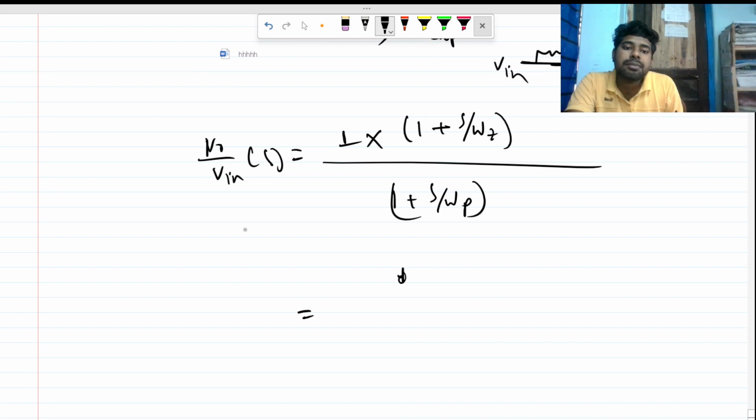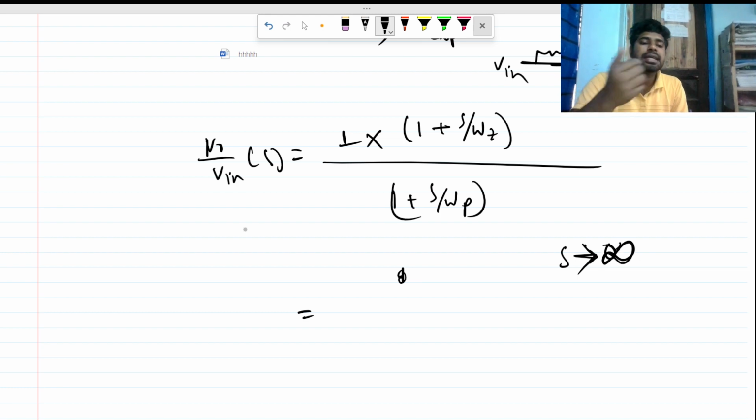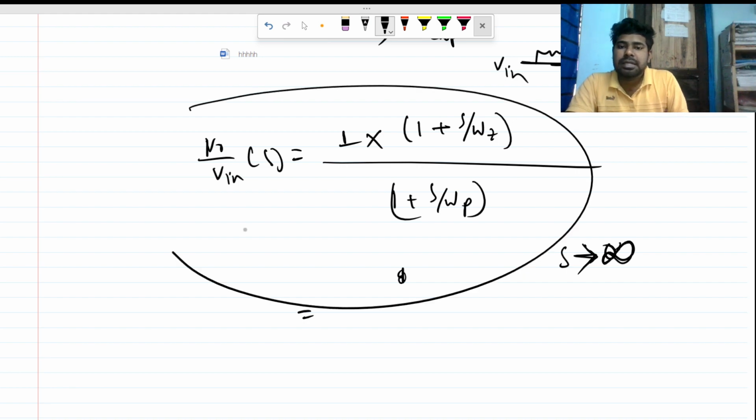So now we have to make S infinite. Yes, we have to make S equal to infinity, so that we can find the gain at infinite frequency. So if we do that, can we comment on the gain? Think for 1 minute. Okay, I will do it later in another video. It will take time.